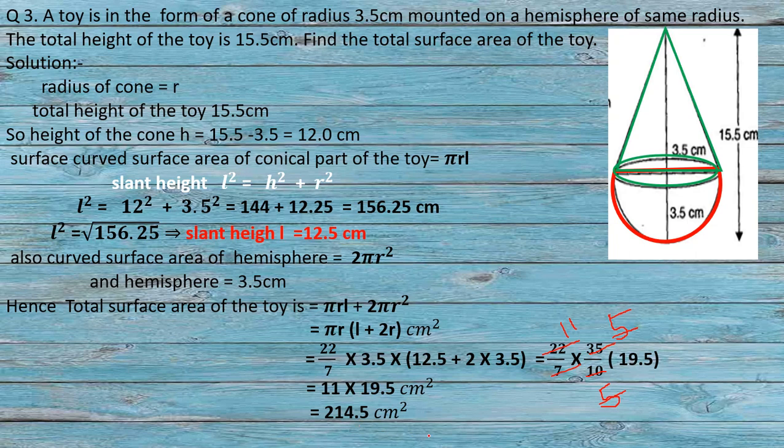So here we get the total surface area of this toy, which is the combination of a cone and a hemisphere, as 214.5 centimeters square.